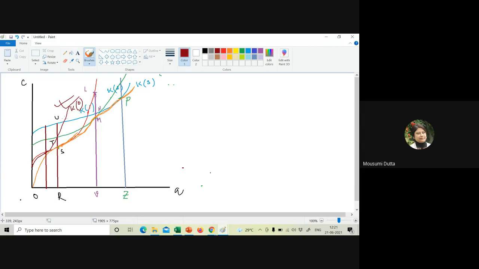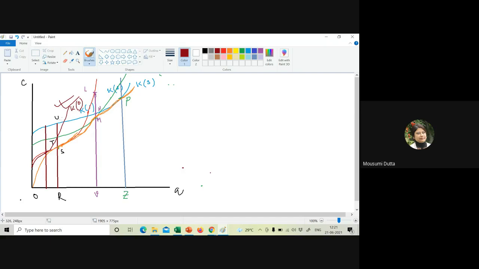So only at the point where, for a particular level of output, you are selecting a particular plant, the short run cost and the long run cost will be similar. So only at the point of tangency are the short run total cost and the long run total cost similar.